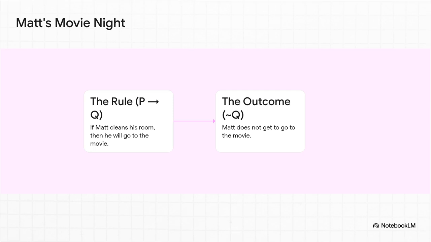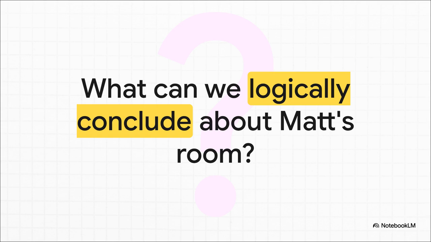Fact number one, the rule: if Matt cleans his room, then he will go to the movie. Fact number two, the result: Matt does not get to go to the movie. So, using only those two facts, what can we say for sure about the state of Matt's room? Take a second, think it through.